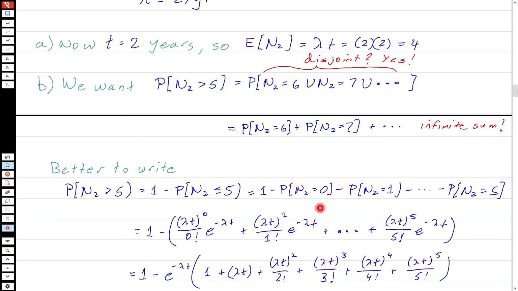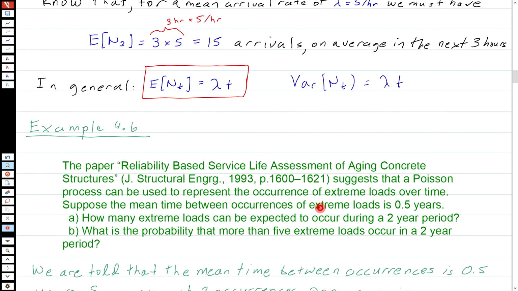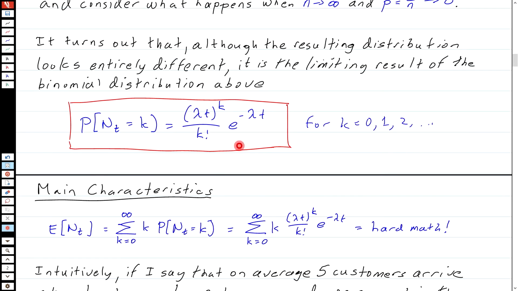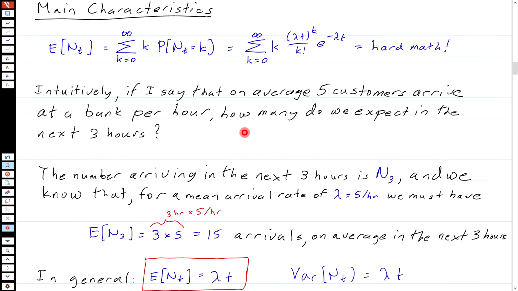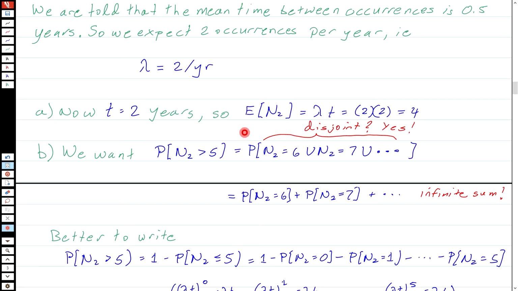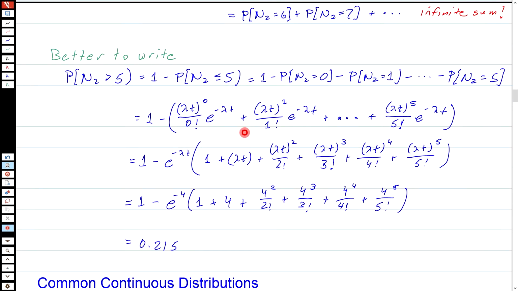Now I just go back to my distribution for the Poisson, which is given here, and substitute this in for each of these terms. And we get the probability that n2 is 0 is lambda t to the 0 over 0 factorial, e to the minus lambda t. The probability that n2 is equal to 1 is lambda t to the 1 over 1 factorial, e to the minus lambda t, and so on and so forth up to the probability that n2 is equal to 5.